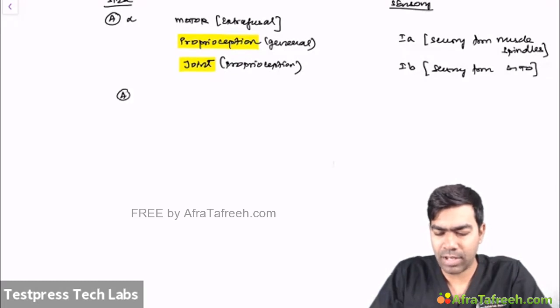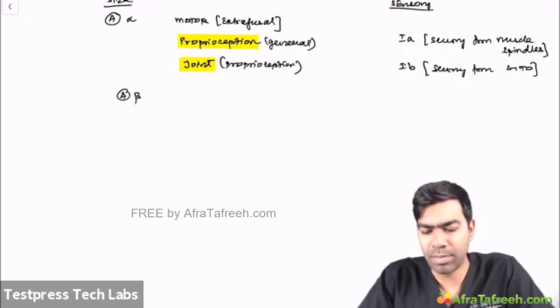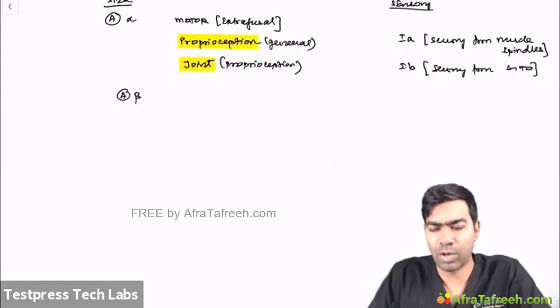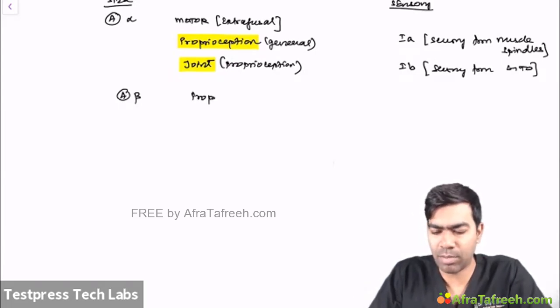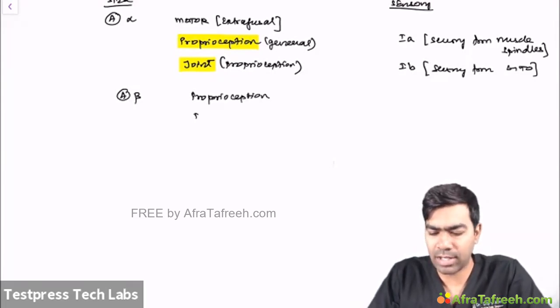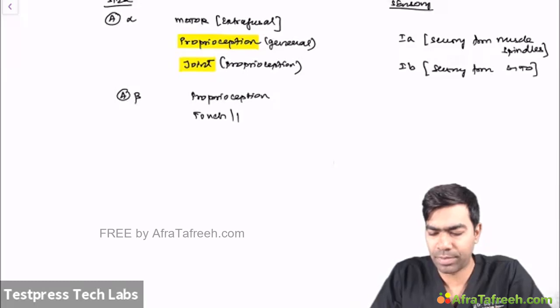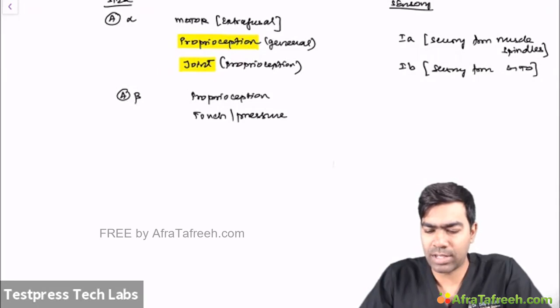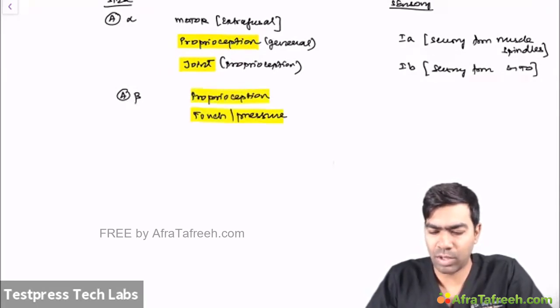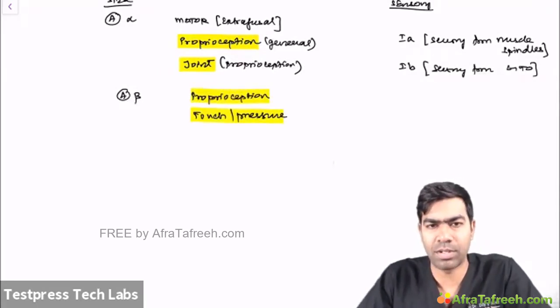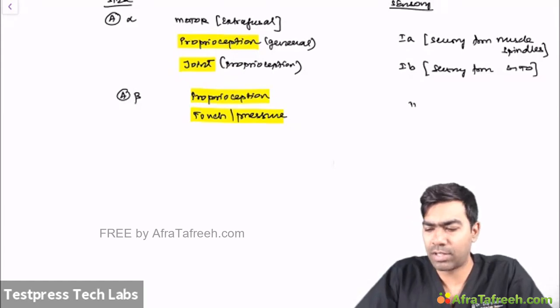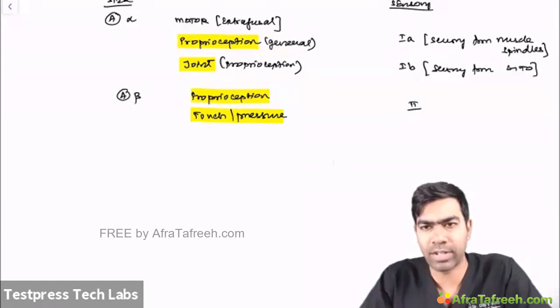So then we have A beta fibers. Still they are A fibers only, but what are A beta fibers? A beta fibers are typically going to carry proprioception, once again a general proprioception, but that's not really important. More importantly, they're going to carry certain sensations like touch and pressure. And these fibers, of course, you can see all are basically sensory only. So touch, pressure, proprioception. And these fibers will be called type 2 fibers according to our sensory classification.